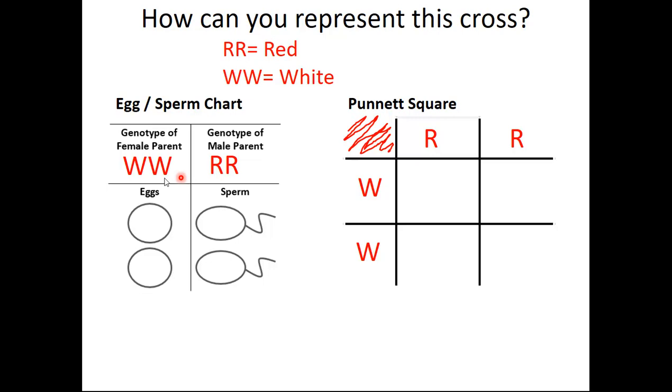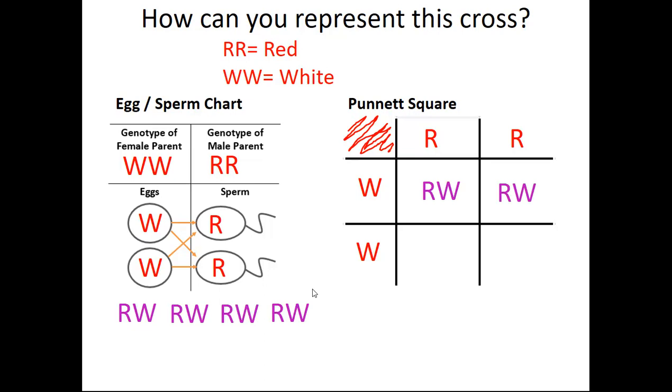That means this white allele in a female chicken, this female chicken who's white, can only make white allele eggs. And this male parent can only make red allele sperm. And when we bring them together in a Punnett square, this parent gives only W's, this parent gives only R's. Therefore, when they come together, you can get an RW, an RW, an RW, or an RW. That's the only thing we can get, and we see that in our Punnett square again.